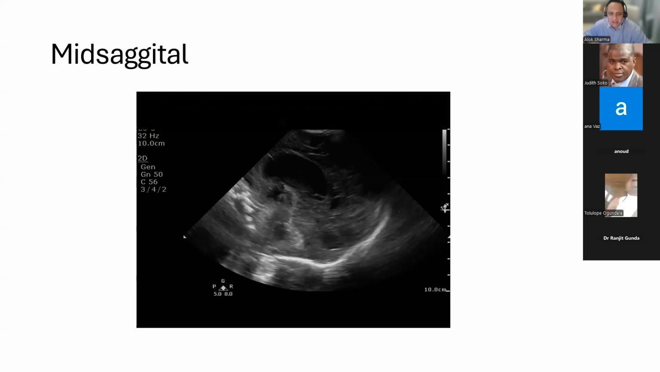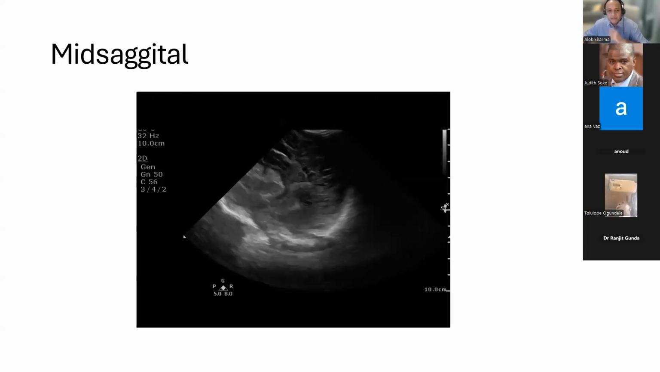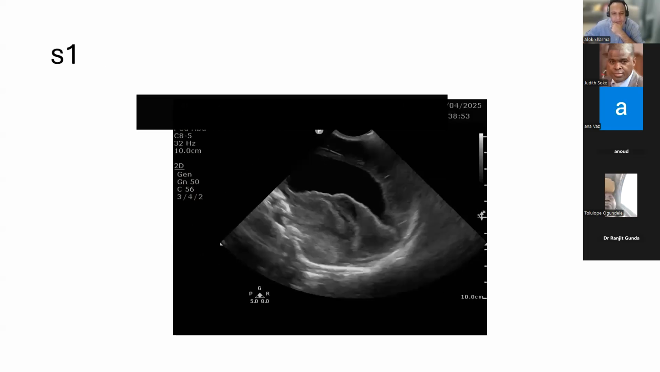So it's a good midline view. Carry on. I can see the cerebellum as well. Yeah. Yep. Now you're going towards one side, and that's probably the right side because you can see massive amounts of clot in it. Yeah.